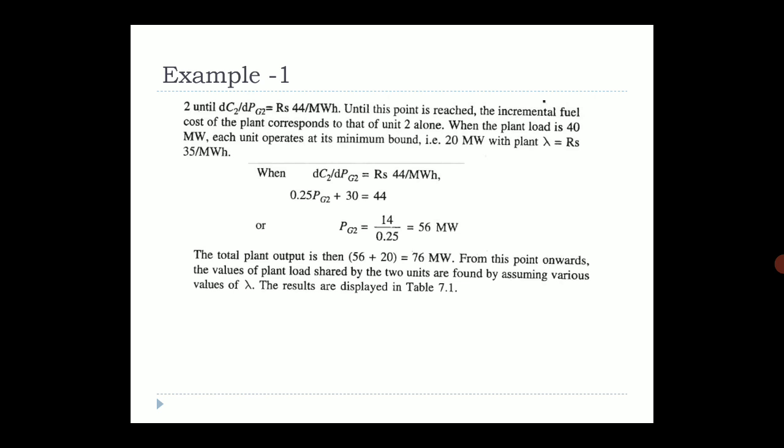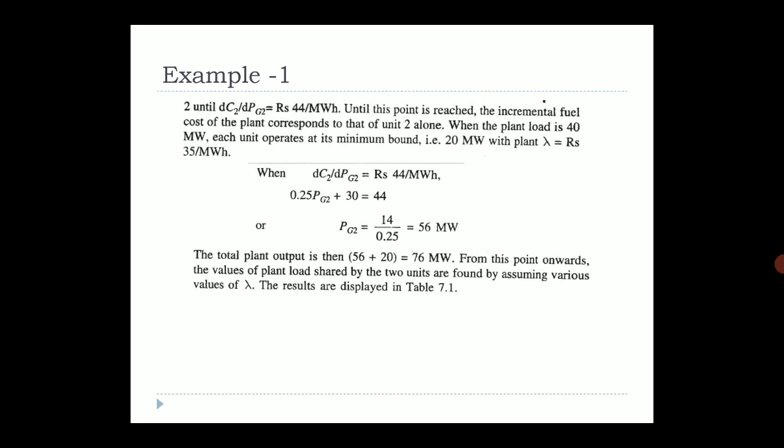So until this point is reached, the incremental fuel cost of the plant corresponds to unit 2 alone. When the plant load is 40 megawatt, each unit operates at its minimum bound, 20 megawatt, and lambda is rupees 35 per megawatt.